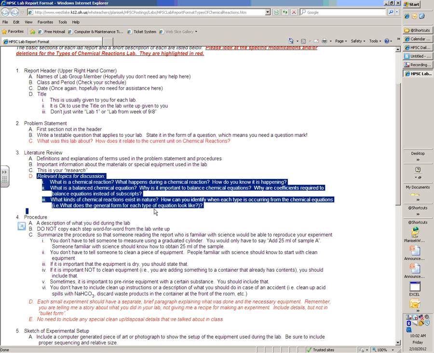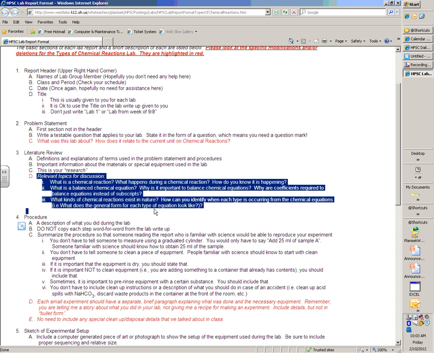Next, balanced equations. Why is it important that equations are balanced? Difference between coefficients and subscripts. Third, types of chemical reactions. What's the general format for each type of chemical reaction? These are all things you should include. Now, here's the trick. Okay?